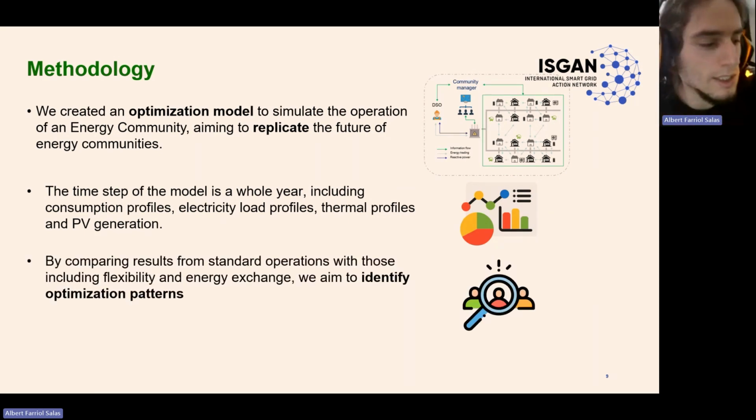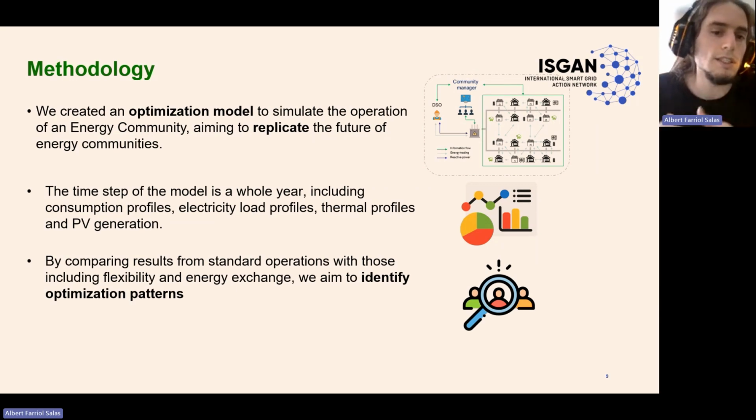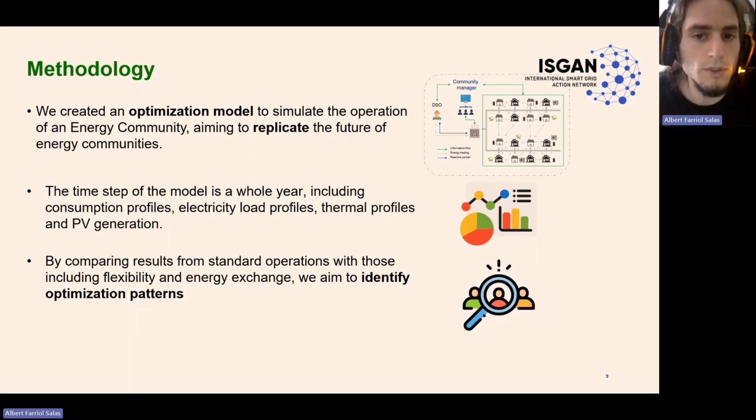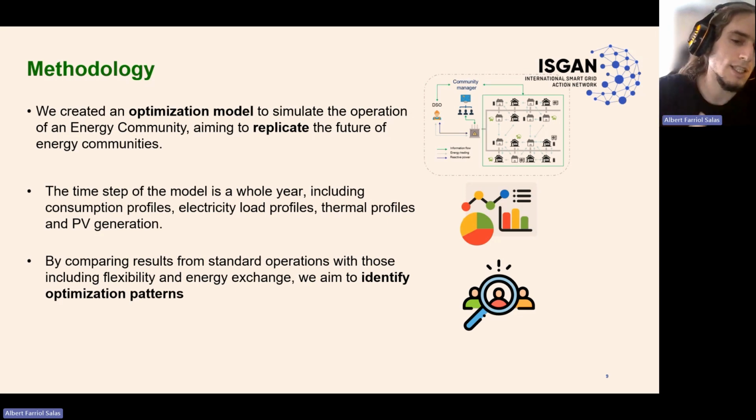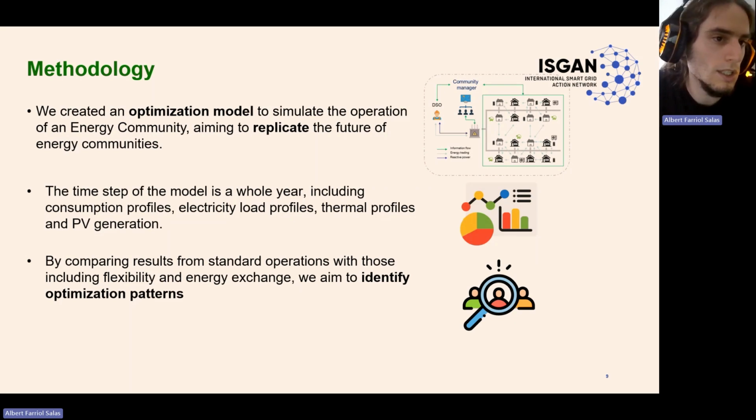Okay, we did all the model, all the computational work that we needed to do. And then we will compare all of these results with the ones that include sensitivity, the ones that include energy exchange, and then we aim to identify these optimization patterns in order to know what the energy community will do and to have all the information that the DCO, we believe, finds important and wants.